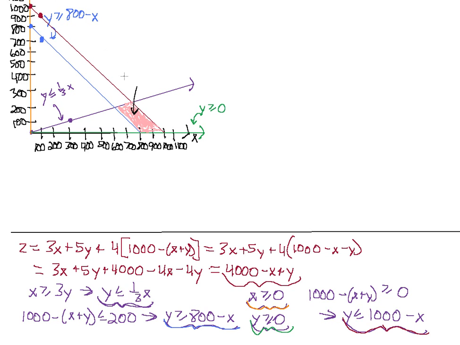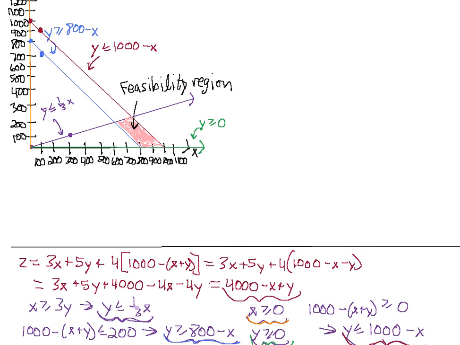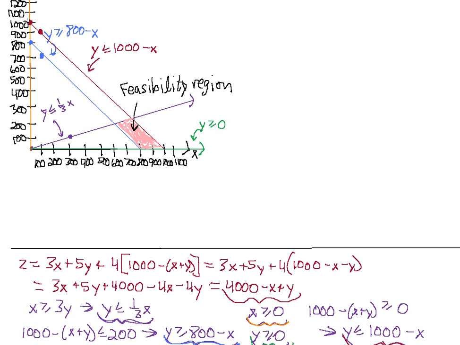We label this our feasibility region. For some reason, I seem to spell that one wrong quite often, so let's go ahead and write this one out. And we need to label this one. This line was the constraint y is less than or equal to 1000 minus x. Okay, so we have our constraints mapped. We have the feasibility region confirmed.